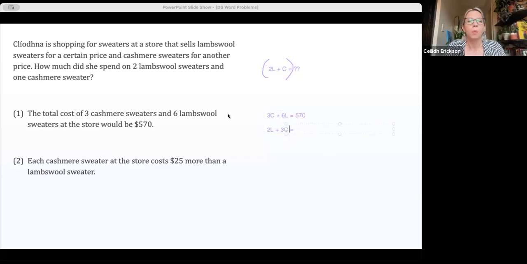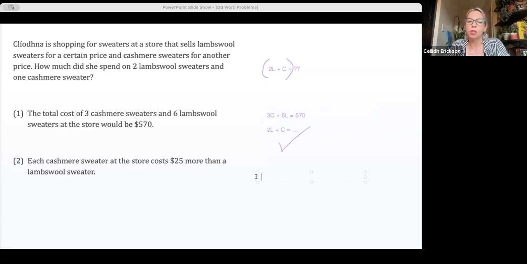I said, wow, whenever I'm talking while I'm writing, shouldn't be 2L plus 3C, it should be 2L plus C. Exactly, thank you. So that gives us some value on the other side of that equation. I don't care what it is, but it is a value. So that is sufficient. Statement 1 by itself works.